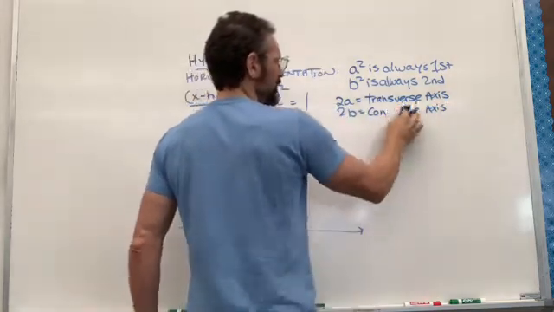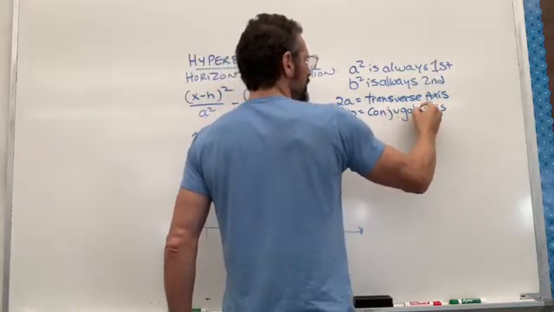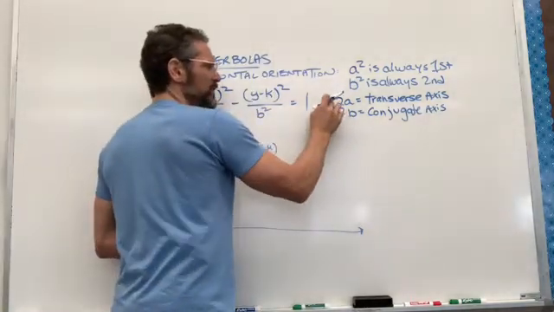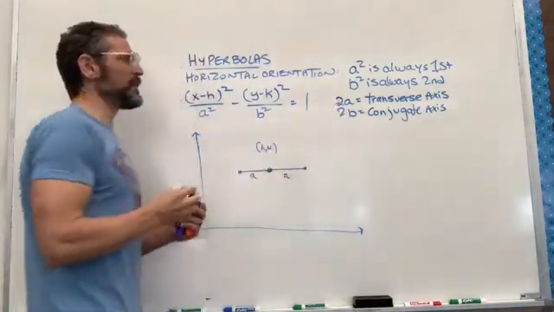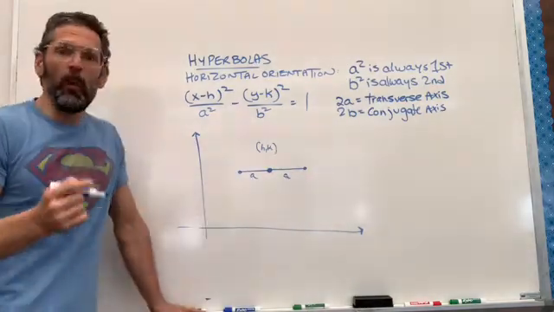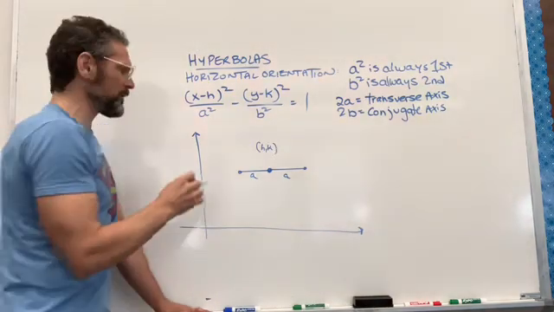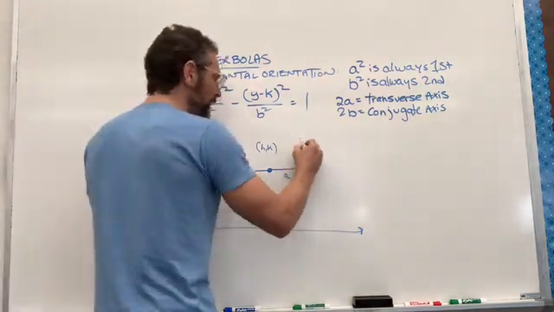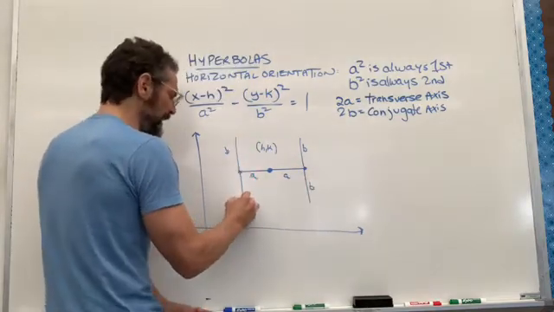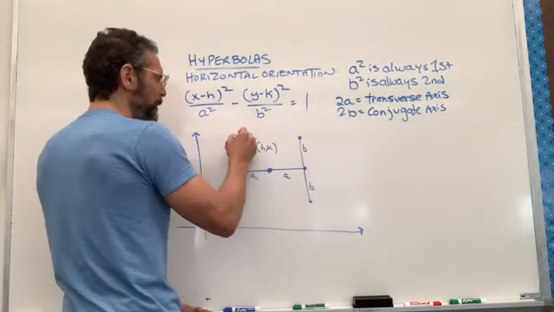Sorry, I've got the spelling wrong here. The conjugate axis and the transverse axis. That's 2A is transverse axis and 2B is conjugate axis. So I've just drawn the transverse axis. Well, one good thing that's similar to ellipses is that B remains perpendicular to A. So if I go over A, I'm going to go up B and down B and up B and down B. And now I've got the four corners of a box.